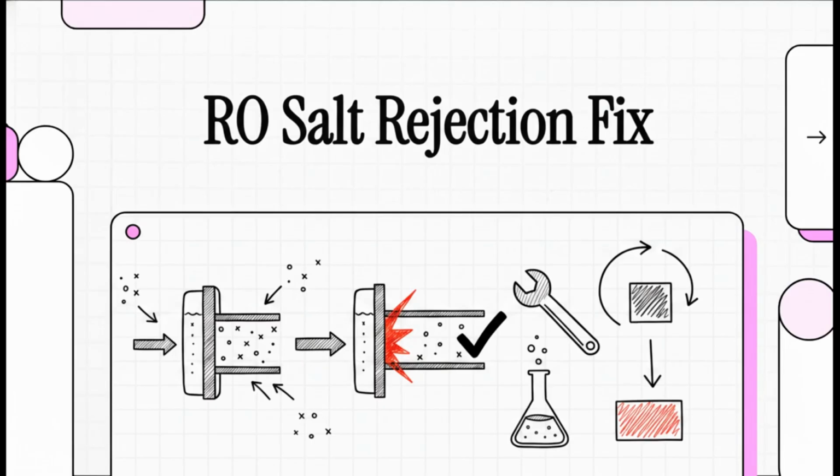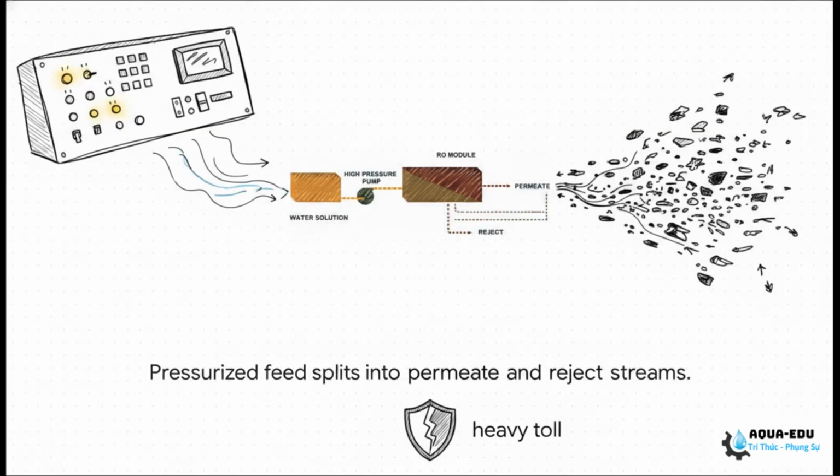Welcome to this explainer. After 30 years sitting in control rooms, I've seen my fair share of plant failures. Today, we're doing a complete masterclass breakdown of a critical diagnostic manual. We're going after one of the most dangerous enemies of an ultra-pure water system, that sudden, stomach-dropping decline in RO membrane salt rejection. Okay, let's dive into this.